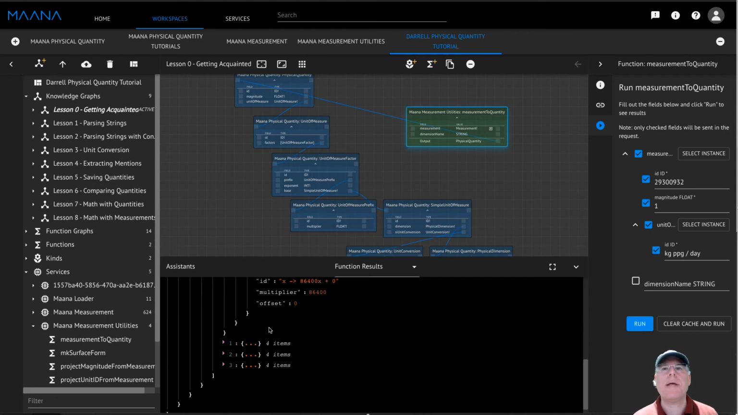If you need some hints on what units of measure you might want to try, you can always look at the unit of measure kind or the base unit of measure kind for inspiration. I'll be right back.